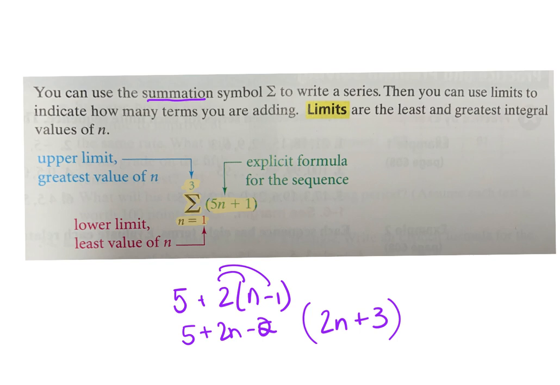So if I wanted to find my first term, I would plug a 1 in there. 5 times 1 plus 1. What is my first term here? What's my a sub 1? If this is my explicit formula, what's my first term? 6. There we go, 6. All right. What's my third term? 16.